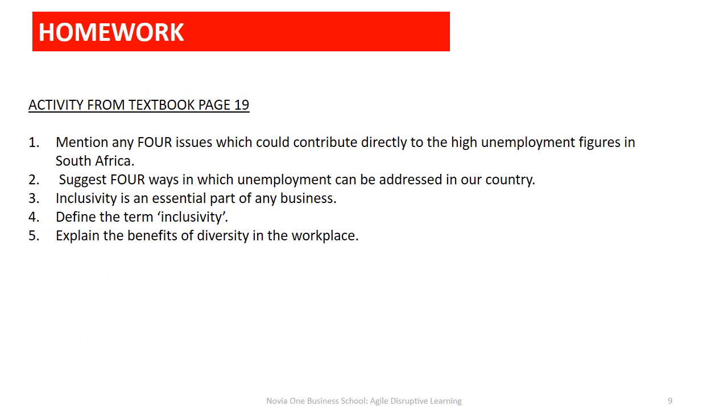And for their homework, which is an activity from their textbook, page 19, learners are expected, number 1, to mention any 4 issues which could contribute directly to the high unemployment figures in South Africa. Number 2, they must suggest 4 ways in which unemployment can be addressed in our country. Number 3, inclusivity is an essential part of any business; they must explain. Number 4, they must define the term inclusivity. And number 5, explain the benefits of diversity in the workplace.